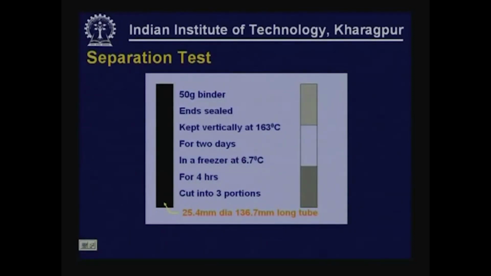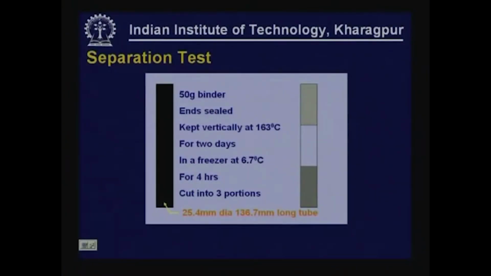On the left hand side, let us consider that to be a tube, a vertical tube, which is filled with bitumen. About 50 grams of binder is used. The ends of this tube will be sealed. It is kept vertically at 163 degrees centigrade in an oven. It is kept like that for 2 days. After that, it is taken out and kept in a freezer at 6.7 degrees centigrade for 4 hours. Then this bitumen becomes quite hard, and now the tube can be cut into 3 parts without the bitumen coming out. The size of the tube that has to be used is also indicated here.